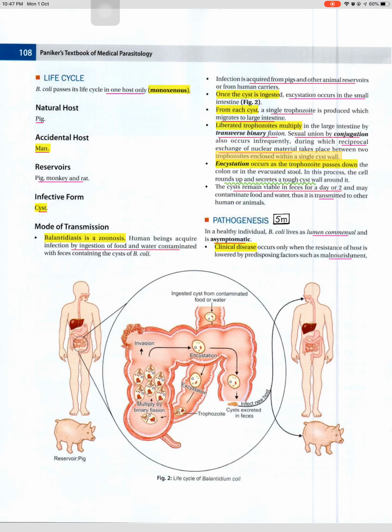Encystation occurs as the trophozoite passes down the colon or in the evacuated stool. In this process, the cell rounds up and secretes a tough cyst wall around it. The cysts remain viable in feces for a day or two and may contaminate food and water. Thus it is transmitted to other humans or animals.